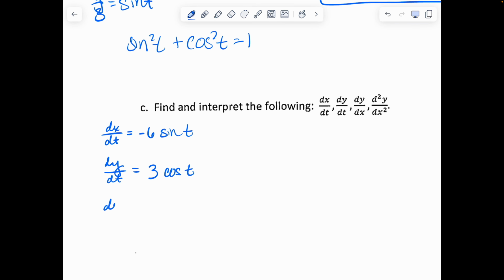dy/dx. What a crazy x. Let's fix that. So I do my ratio of dy over dx. Simplify that. I get negative 1/2 cotangent of t.